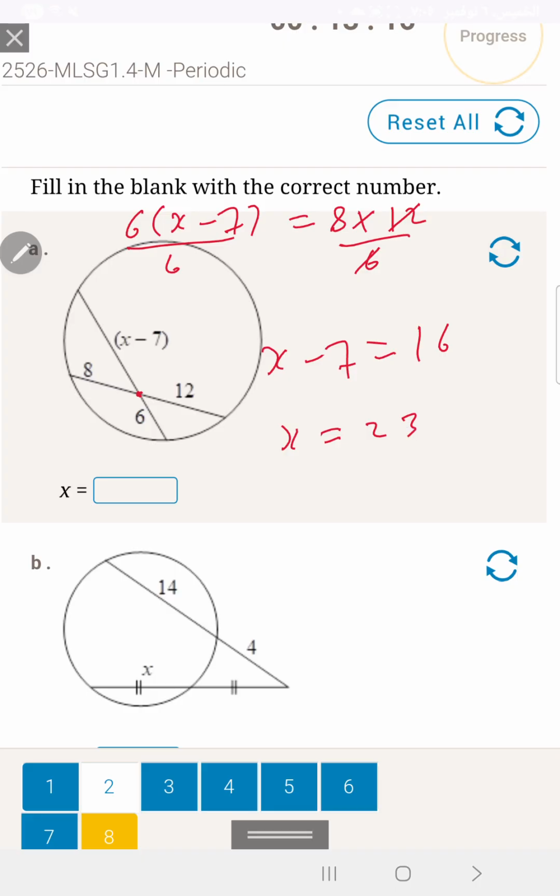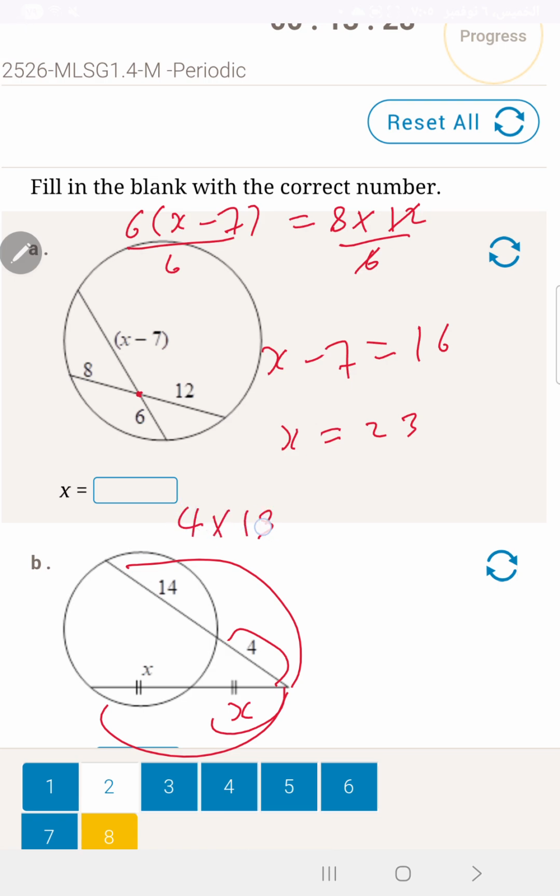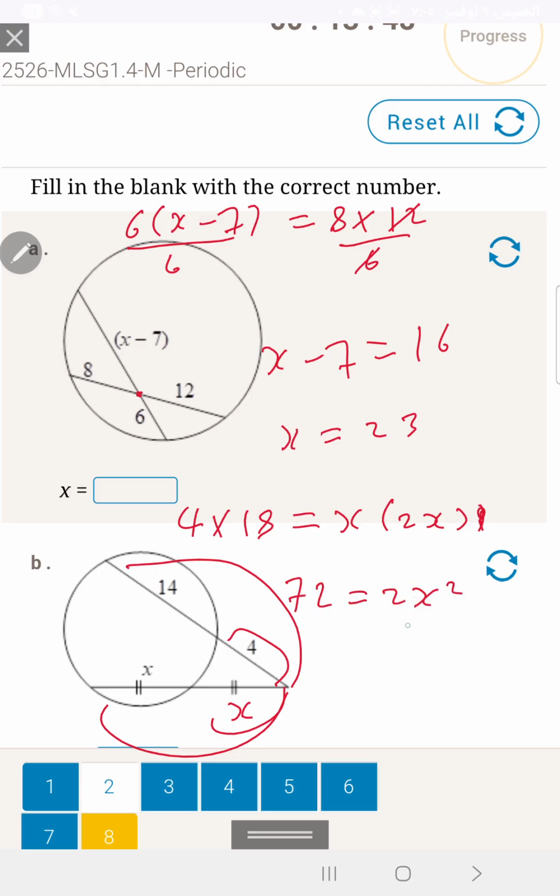For part B now, we do external part times whole secant equal external part, which is x, because they are equal, times whole secant. So 4 times 18, that's the whole secant, 4 plus 14, is equal to external part times 2x. 2x is the whole secant. So now 4 times 18, you get 72 is equal to 2x squared. Divide both sides by 2 here and here. So you get x squared is equal to 36. Now you have to do square root, x equals 6.